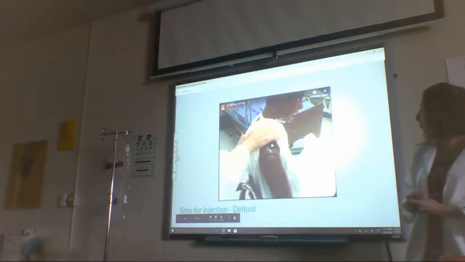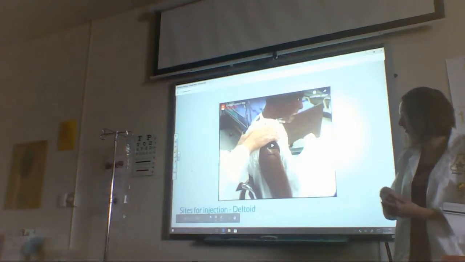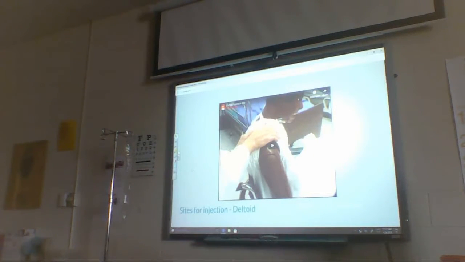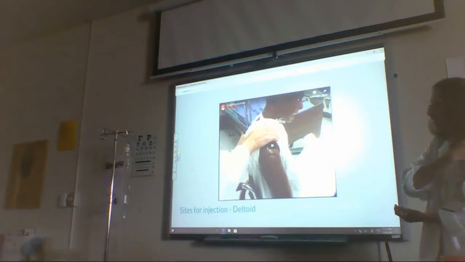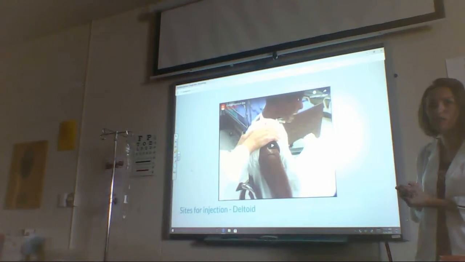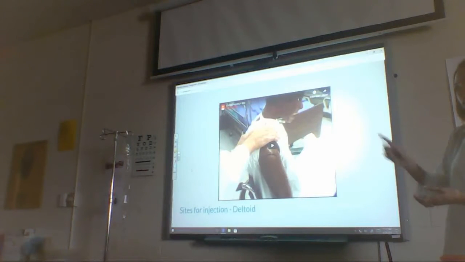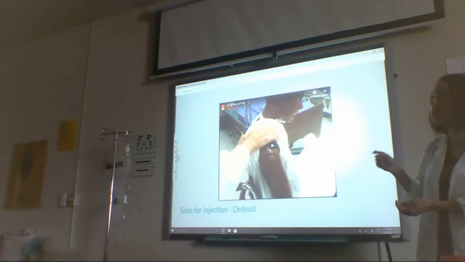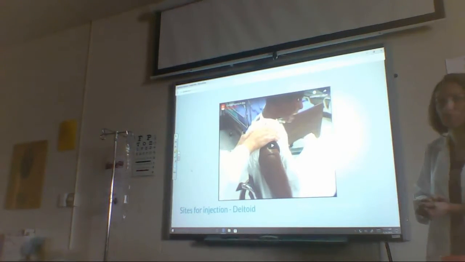All right, and this will be our last IM injection. This will be the deltoid. Probably one of the most easily accessed and heavily used, but remember with the deltoid, smaller volumes. Okay, you shouldn't exceed 1 milliliter in your deltoid injections.